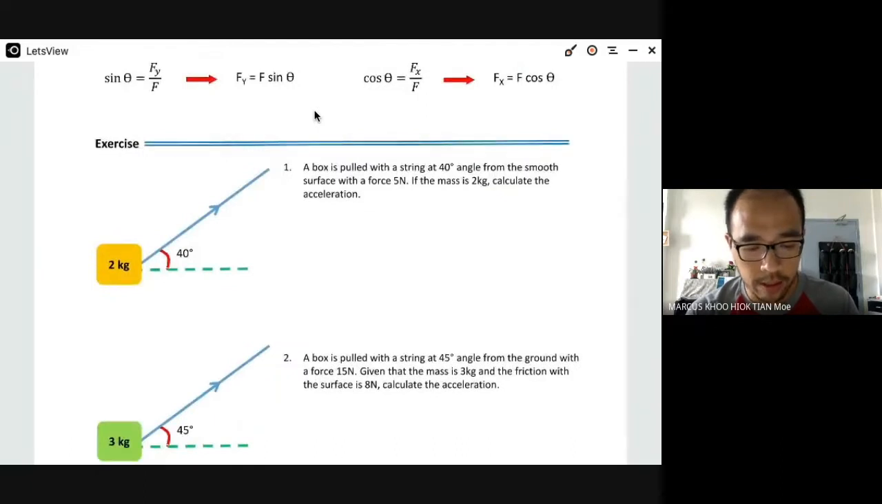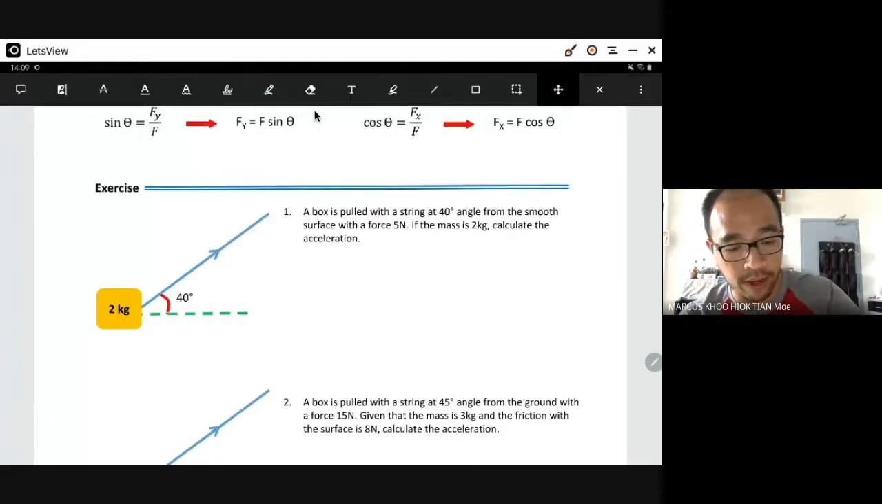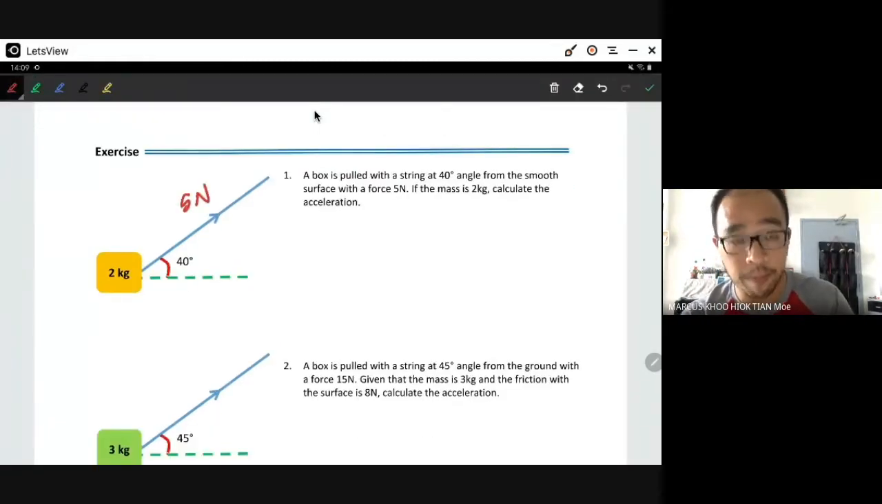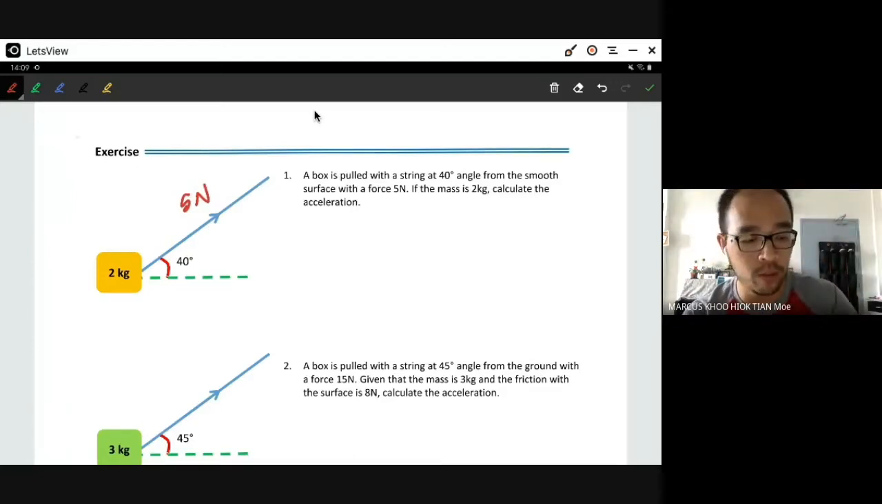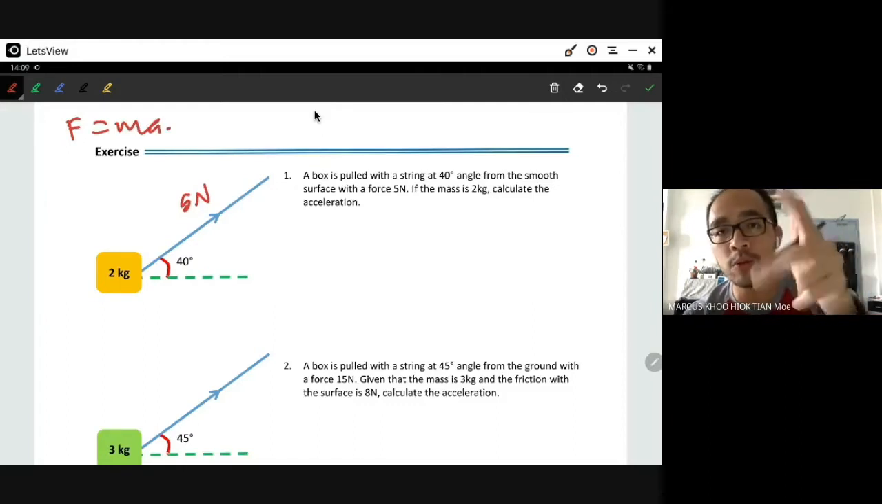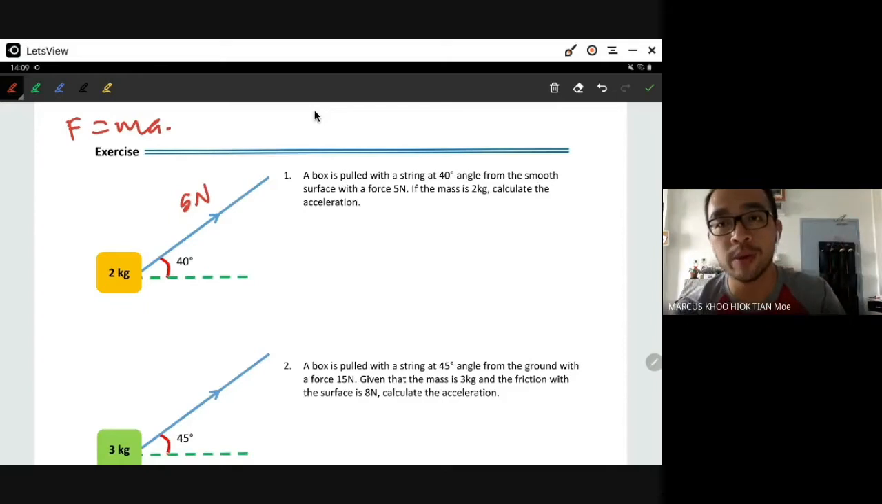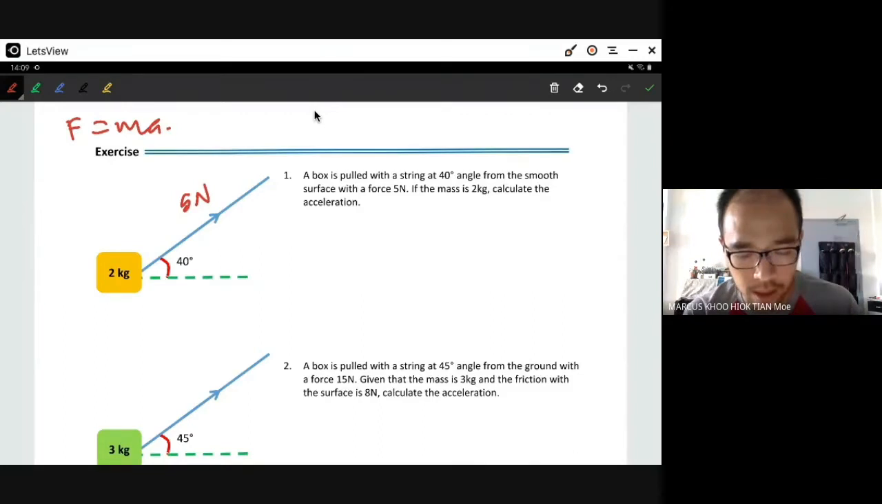Okay, so you have question number 1. A box is pulled with a string at a 40 degree angle from the smooth surface with a force of 5 Newton. What is not written over here is the 5 Newtons, which you have to write yourself. If the mass is 2 kg, calculate the acceleration. This whole chapter, 1.1, 1.2, 1.3, all centers around the same formula, which is F equals ma. We will use this formula a lot.